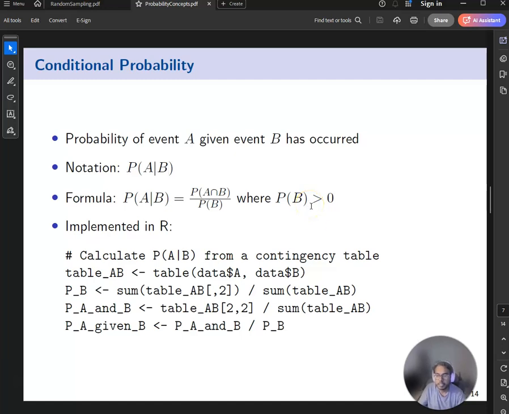Okay, so let me give you an example. Suppose I'm choosing a student at random from a class where 40% of students are taking statistics, 30% are taking calculus, and 15% are taking both. So if we know that a student is taking statistics, what is the probability that they're also taking calculus? So what we're interested in here is P(calculus | statistics), and that will be 0.15 divided by 0.4, which is 37.5%.